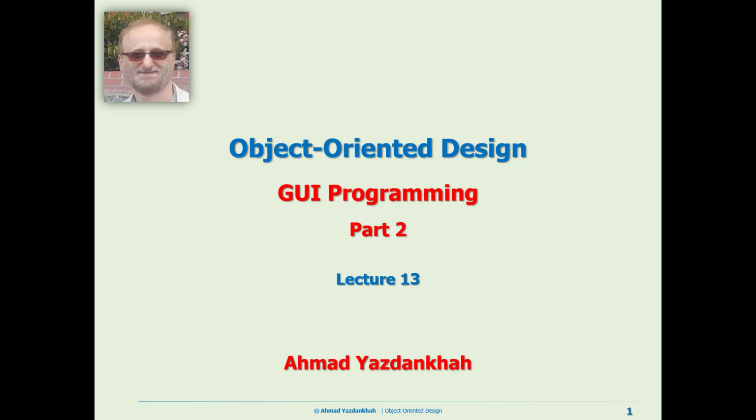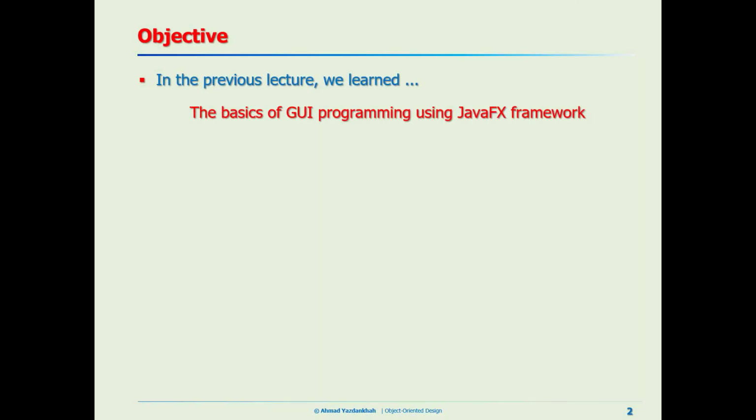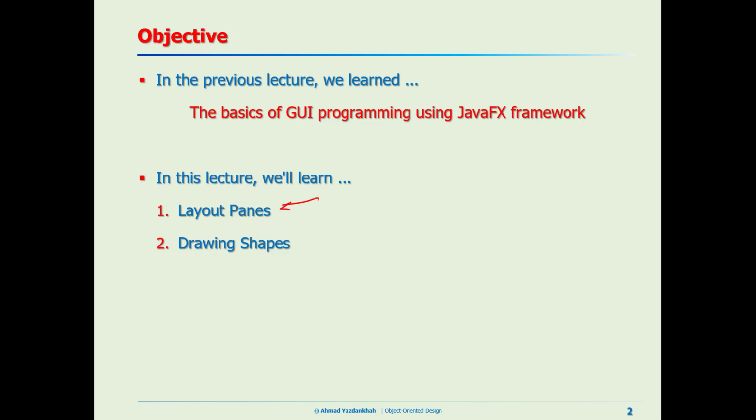Hey guys, this is the second part of the GUI programming. Let's see what we got for this lecture. So in the previous lecture, we learned the basics of GUI programming and we introduced JavaFX, what it is and what the building blocks of a JavaFX application are. And we continue in this lecture with the layout pane which we introduced last time, but we go into it in detail, and also we learn how to draw shapes.